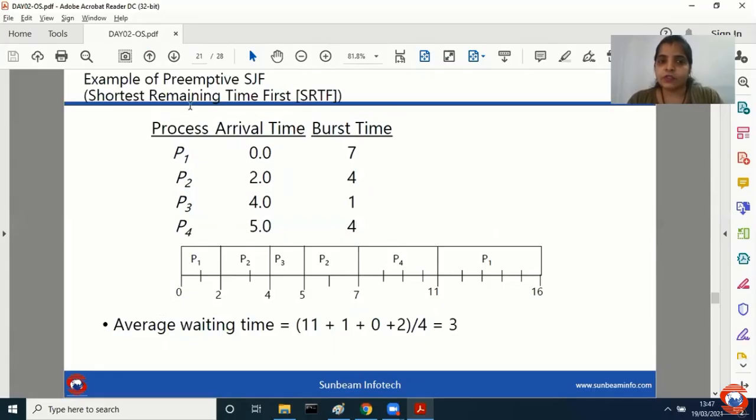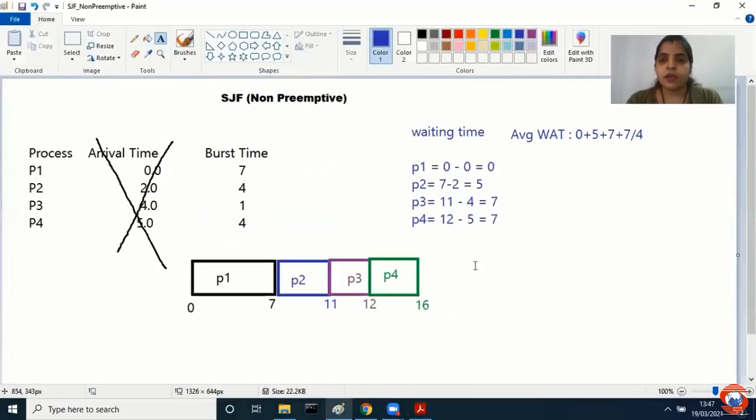Let us talk about SJF, which is also called shortest remaining time first. Now, please concentrate here very carefully because here there is a little confusion. Did everyone understand non-preemptive first? So that I will proceed to preemptive now.